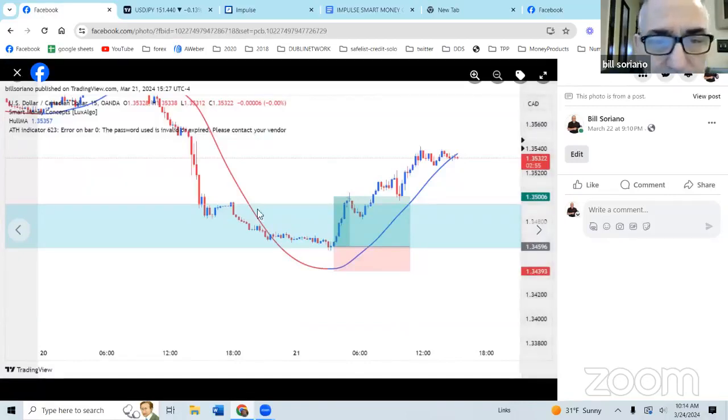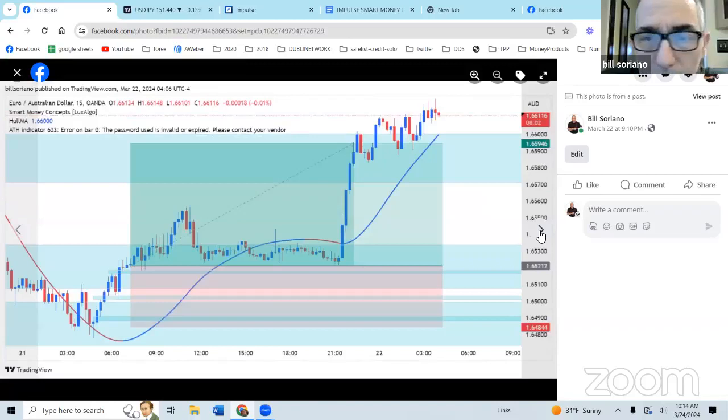And USD CAD right here. I think I've scrolled through all of them here. This is EUR AUD. I think this was the last one here. It turns from bearish to bullish right here, and you're in that trade.